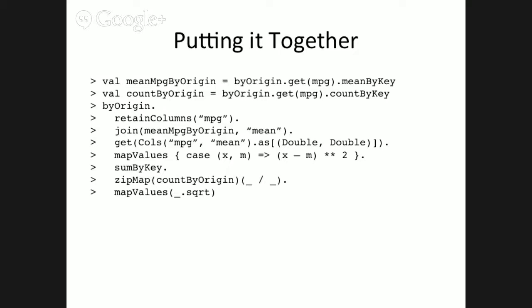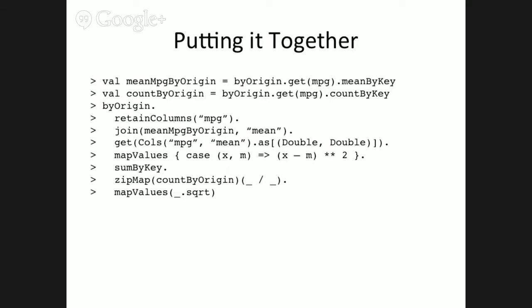We then map these, and we're saying that we're going to take the miles per gallon, subtract the mean from it, and then square it. You can probably see where this is going. We then take the sum of all of them by origin, bringing it back down to a series with just three values in it. And then we're going to divide. The zip map is basically like a join for series. It does an inner join and lets you give it a function instead, because it has types.